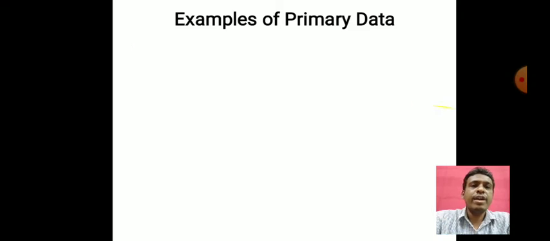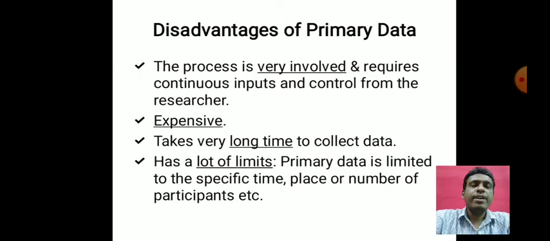Before that, disadvantages of primary data. Now, what are the disadvantages of primary data? We know primary data has some advantages, but along with those advantages come some disadvantages. That is, the process is very involved. Involved in the sense, the researcher has to be involved. He is required to give his continuous inputs and have control over how the information is gathered. So he becomes completely engaged in the process of data collection.